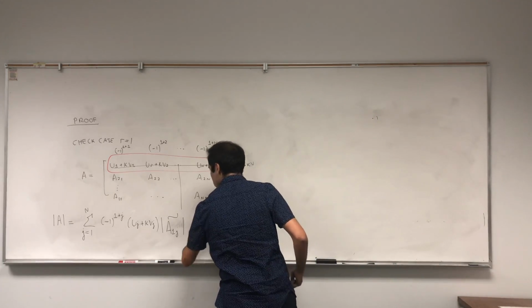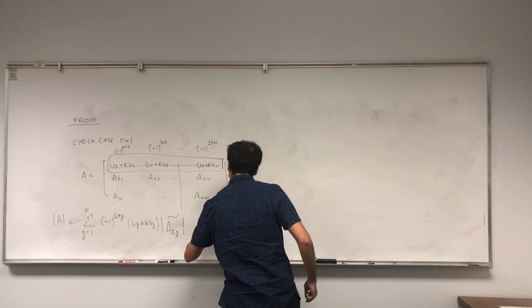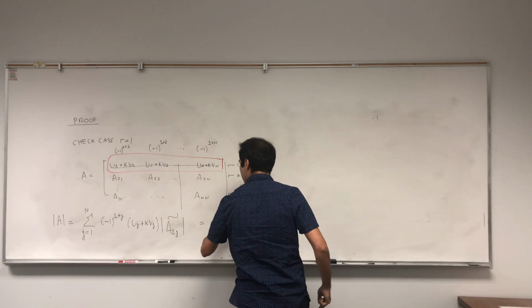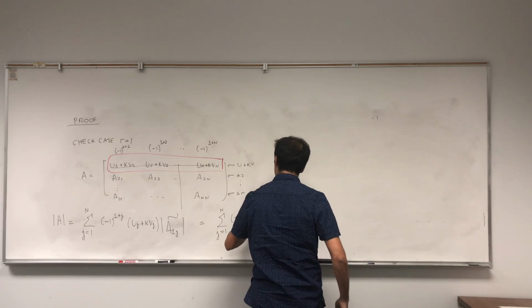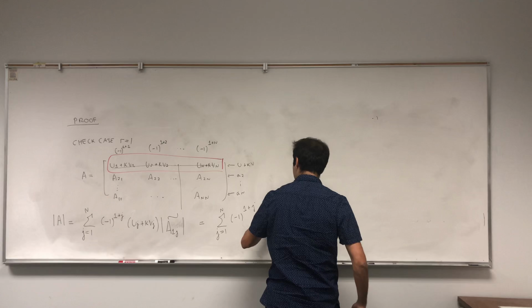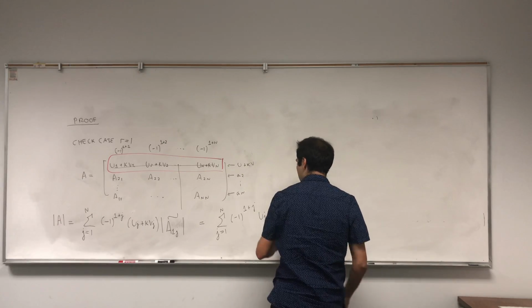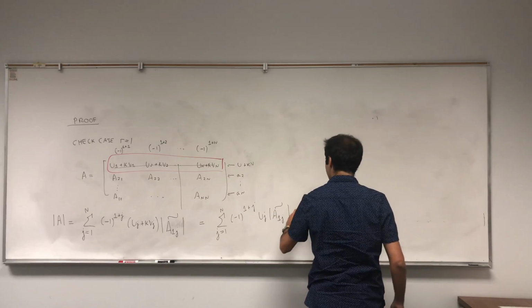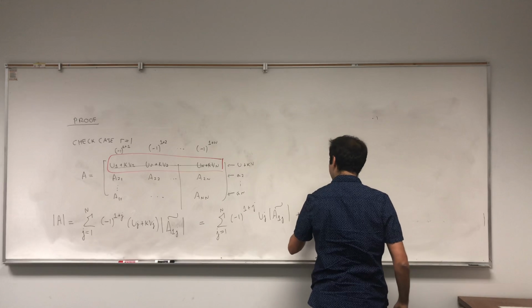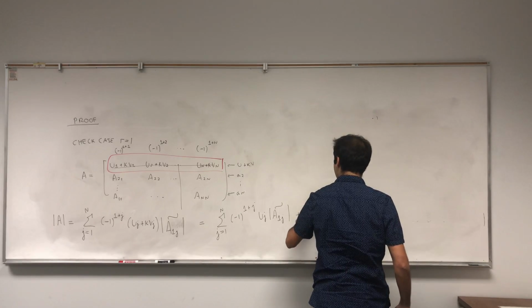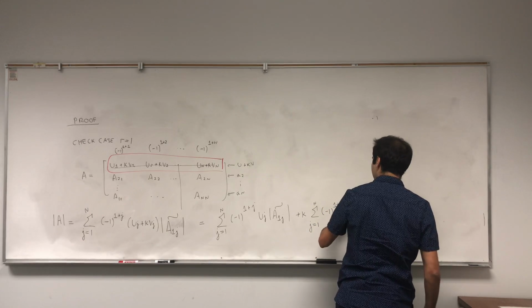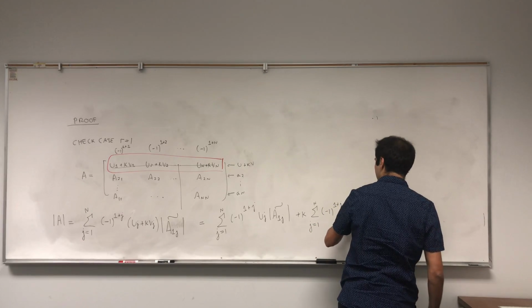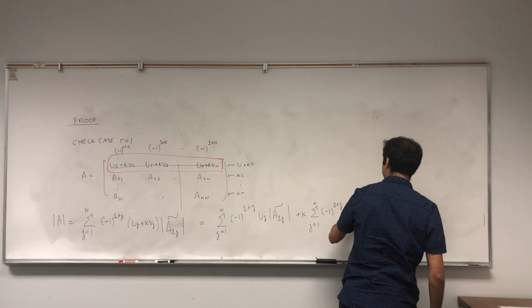So now just distribute everything. This is a sum from j equals 1 to n of (-1)^(1+j) u_j times the subdeterminant, and then just distribute; again it's a finite sum, so k times the sum from j equals 1 to n of (-1)^(1+j) v_j times the subdeterminant.